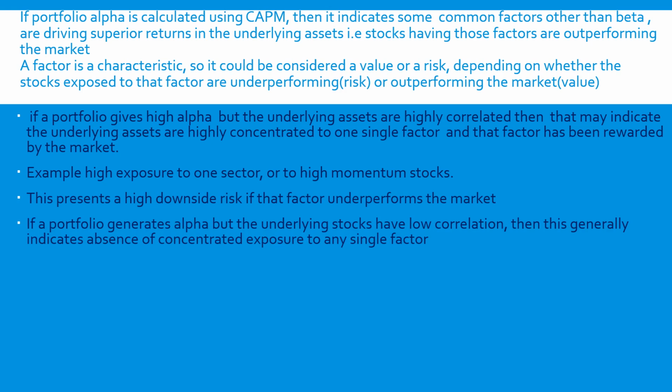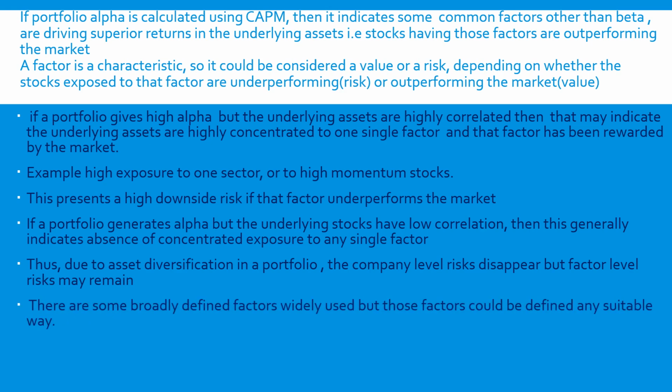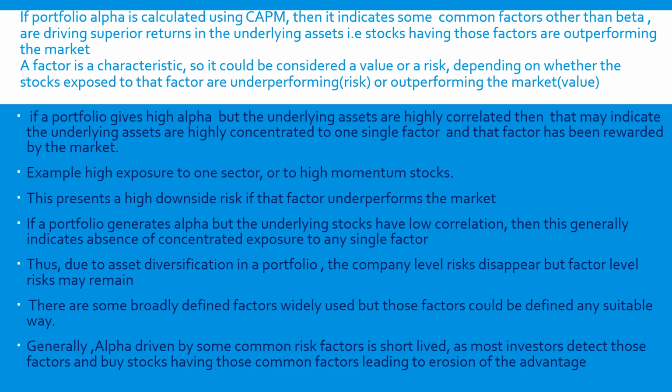If a portfolio generates alpha but the underlying stocks have low correlation, then this generally indicates absence of concentrated exposure to any single factor. Thus, due to asset diversification in a portfolio, the company-level risks disappear but factor-level risks may remain. There are some broadly defined factors widely used, but those factors could be defined in any suitable way. Generally, alpha driven by some common risk factors is short-lived, as most investors detect those factors and buy stocks having those common factors, leading to erosion of the advantage.